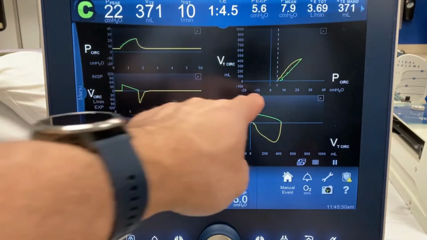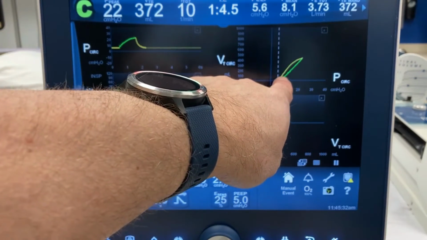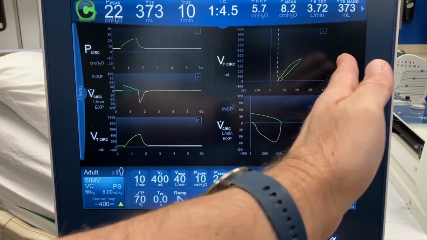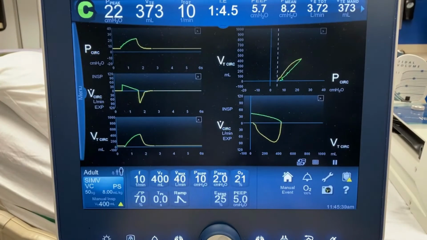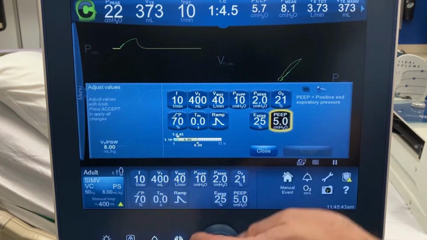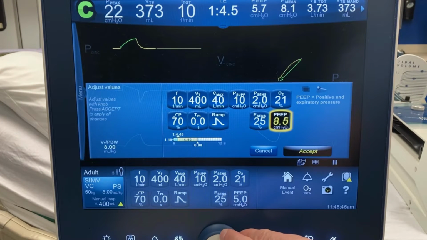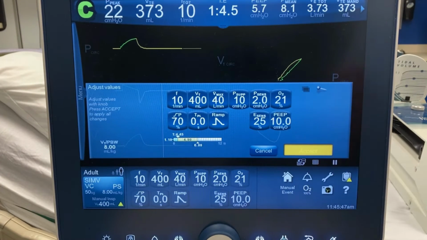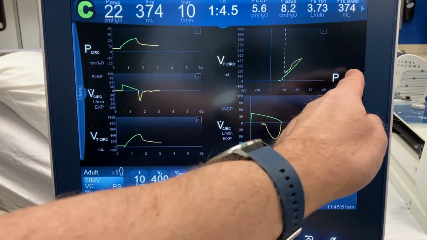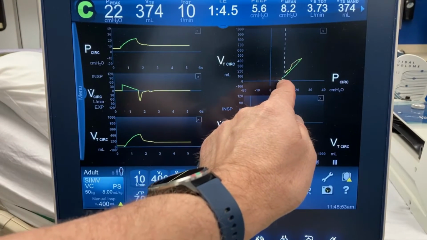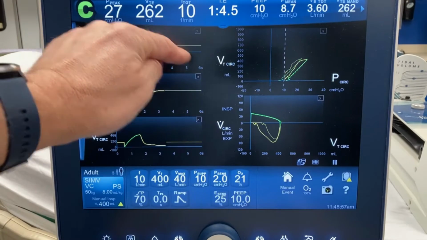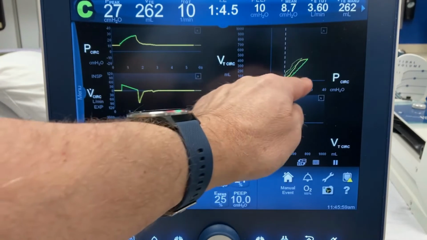We can also look at our pressure volume loop. Positive pressure goes this way. I'm going to add some more PEEP to exaggerate this. So this is pressure going this way. So our baseline, you can see it on the pressure waveform. We added PEEP, it raises it a little bit. Well, it moves this away from 0.